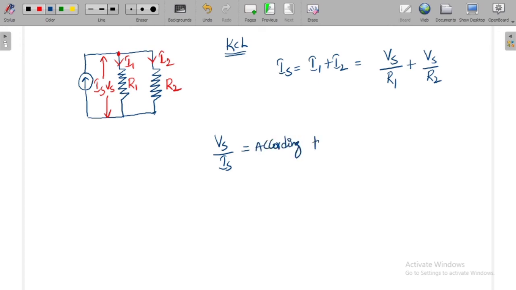Similarly, as far as the source is considered, Vs by Is according to Ohm's law is nothing but R equivalent. Is it right? How can I find R equivalent? R equivalent in case of parallel combination is R1 into R2 divided by R1 plus R2. So the equivalent resistance seen from the source terminals is given by R1 into R2 by R1 plus R2.